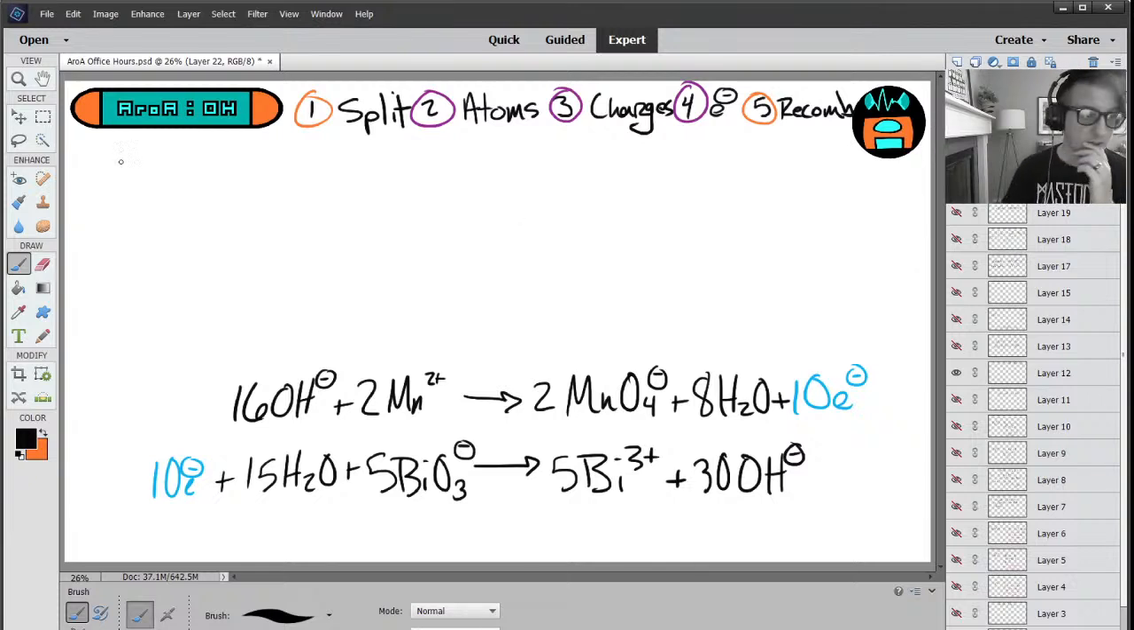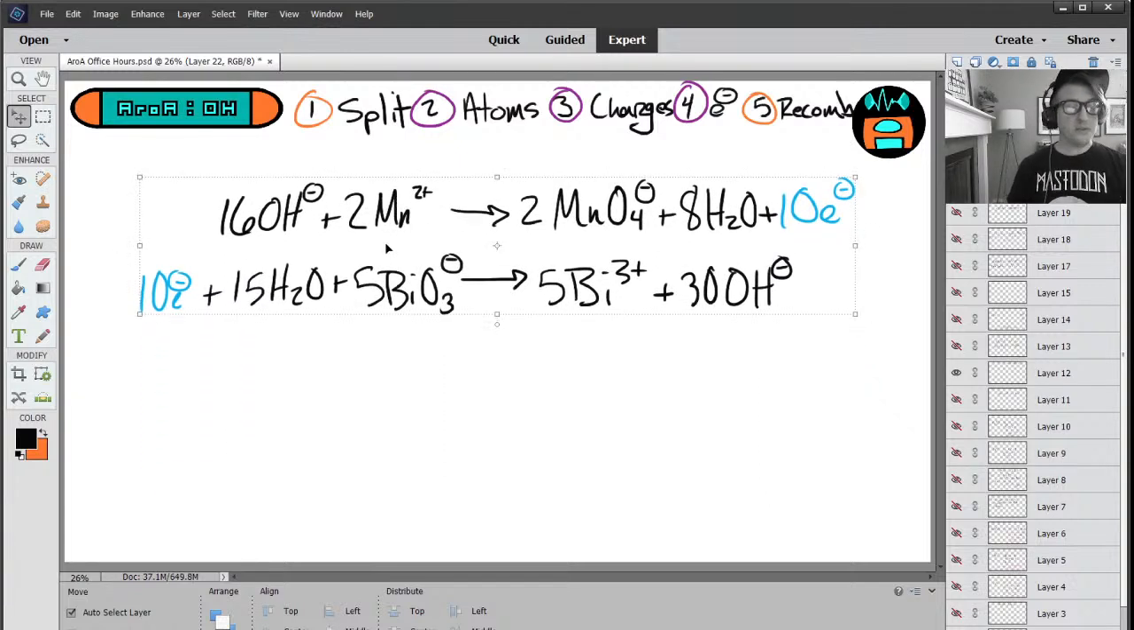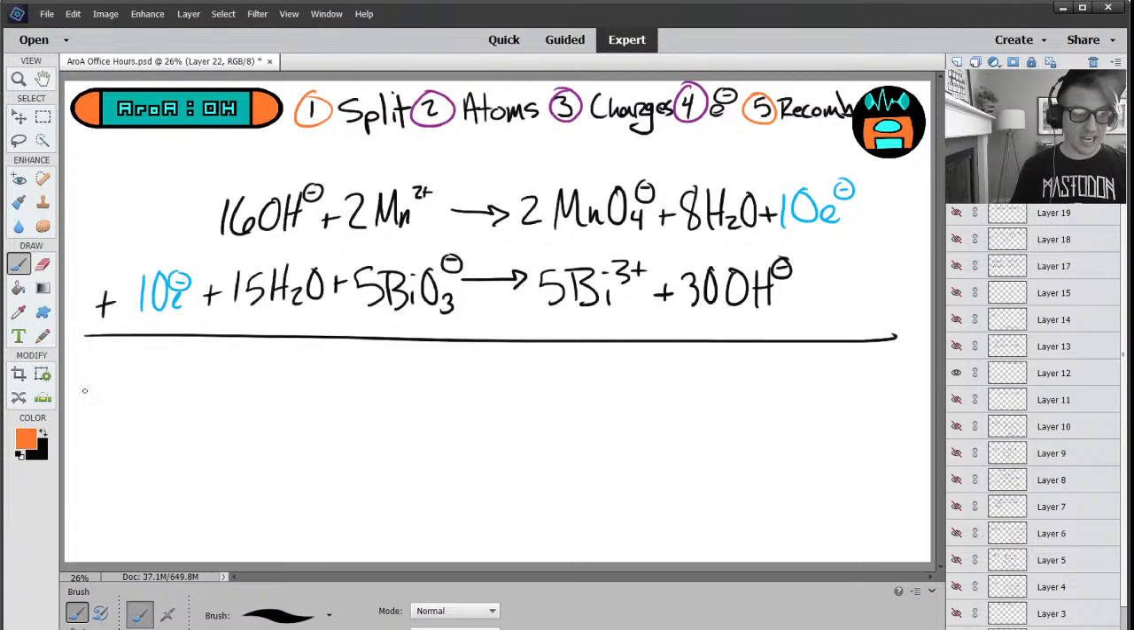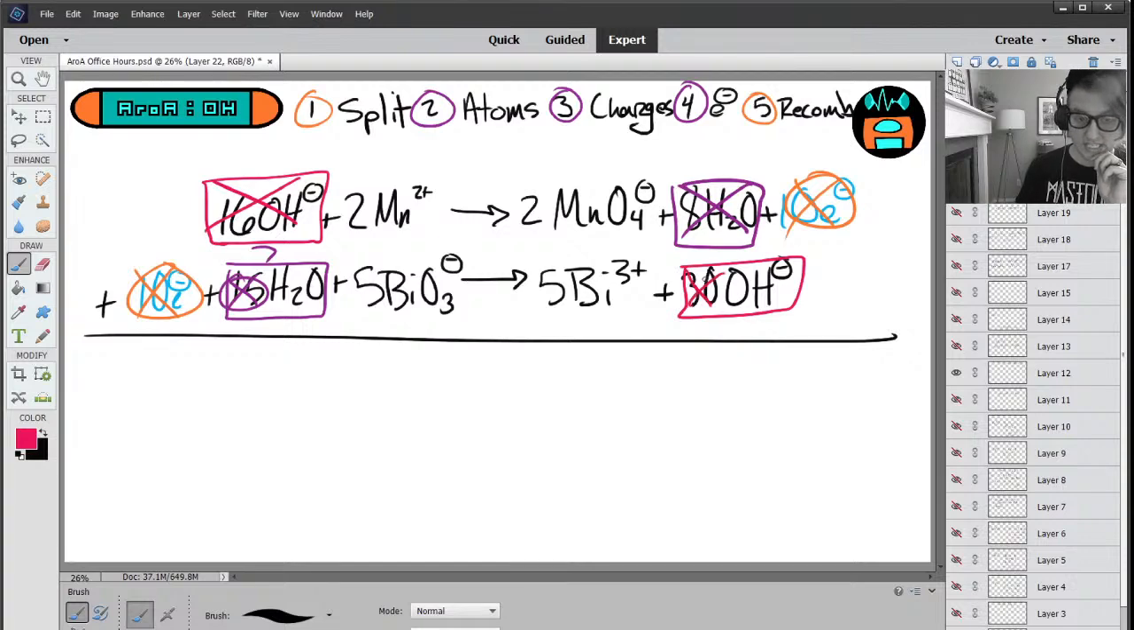All right. Now that our electron count is balanced, we add these two together and cancel anything we can. So if we've done our job right, all the electrons cancel. But you'll notice we have 8 water molecules over here and 15 over here. So 8 of these cancel, leaving us with 7 on our reactant side. A similar situation arises with hydroxide. We have 16 up here and 30 down here. So 16 of these cancel, leaving us with 14.